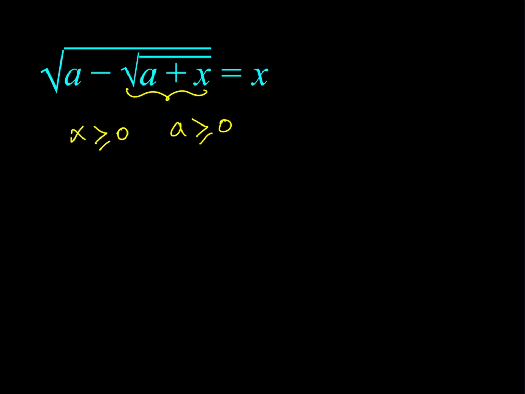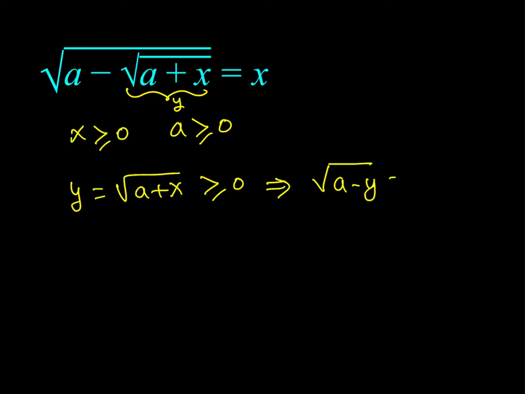And let's go ahead and call this part y. Now, what do you notice? That y is equal to the square root of a plus x, and y is also greater than or equal to 0. So with all these conditions, we're going to go ahead and get started. And obviously, you probably noticed that by replacing square root of a plus x with y, I also obtained another identity, which can be given as the square root of a minus y is equal to x.